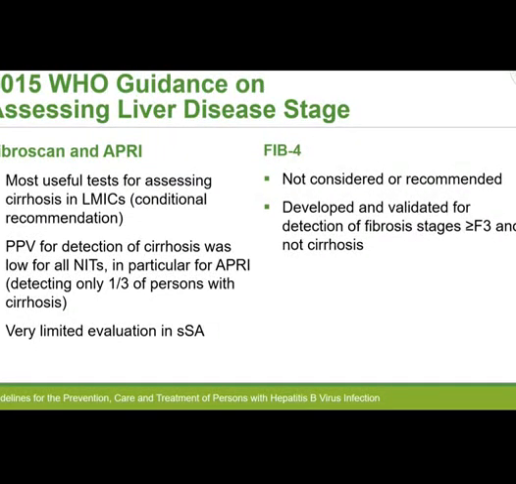What are the guidelines of WHO we are following? FibroScan and APRI are the most useful tests for assessing cirrhosis in low income groups. The positive predictive value for detection of cirrhosis was low for all non-invasive investigations, particularly APRI. There has been very limited evaluation in sub-Saharan Africa, which has a very large population of the world having the disease.